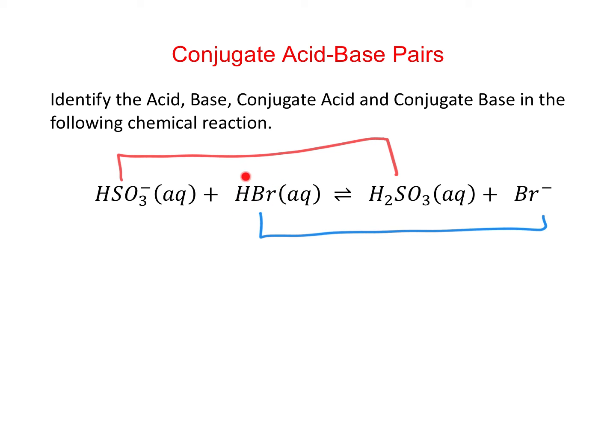So the HBr is donating the proton, so that's my acid. That makes the HSO3 minus the base, and then the base turns into the conjugate acid. So the H2SO3 is the conjugate acid, and then the Br minus is the conjugate base.